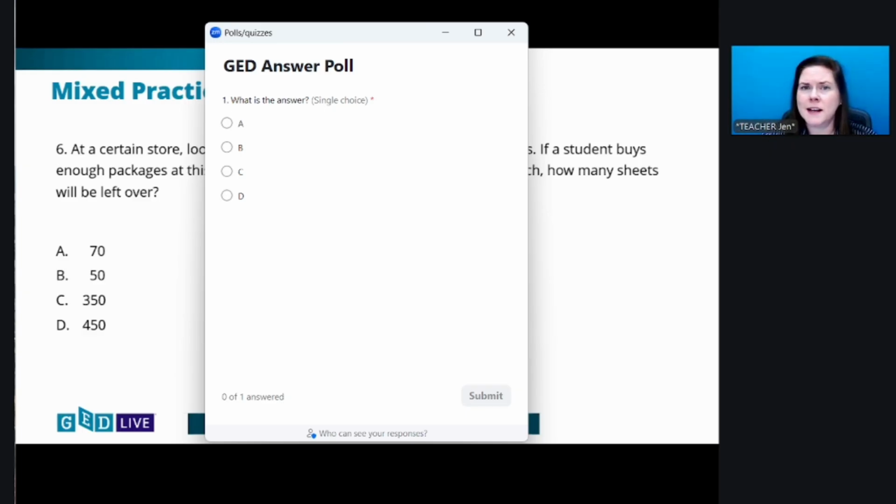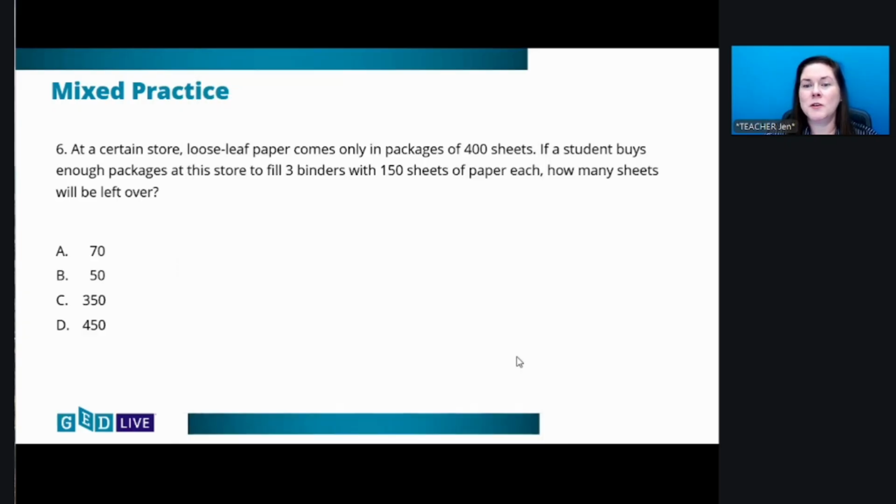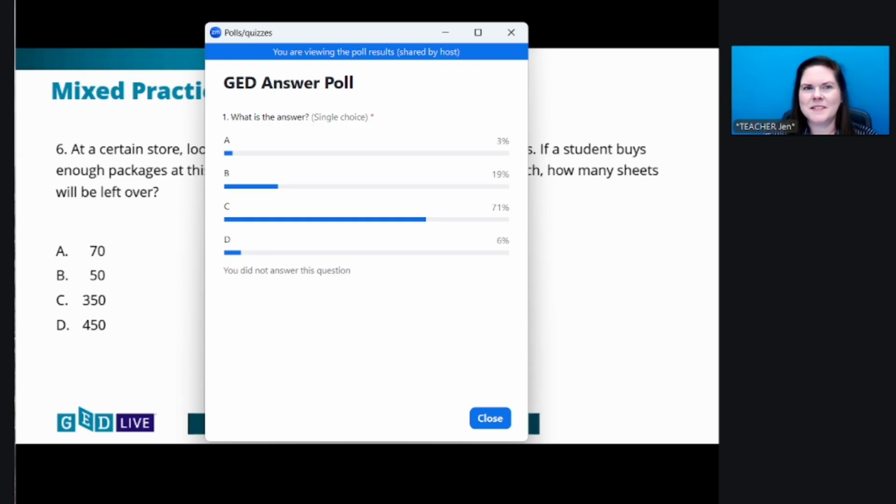Good, I'll give you about 15 more seconds to vote. Nice. Last chance. Good. The correct answer to this question is C. C is correct. So loose leaf paper comes only in packages of 400 sheets. Believe it, on test day, I am drawing out a package like this that has 400 sheets. And a student buys enough packages at this store to fill 3 binders with 150 sheets of paper each.